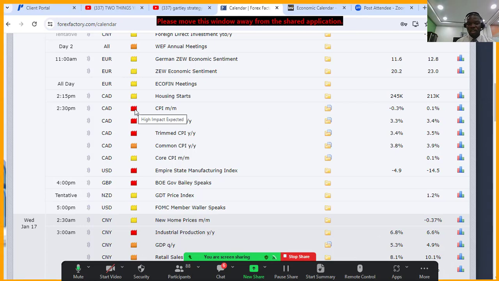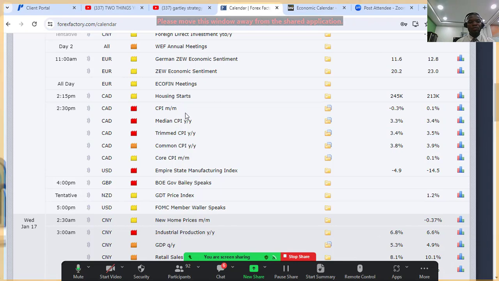All of this explanation I'm giving you, for those joining for the first time, it might be sounding strange. So you just need to click this folder. If you click any of these folders, then you're going to see the explanation, right? So this is month on month. There are different variants, or different categories, of this CPI, but the biggest of them all is the CPI month on month. So we're expecting this one by 2:30 p.m.